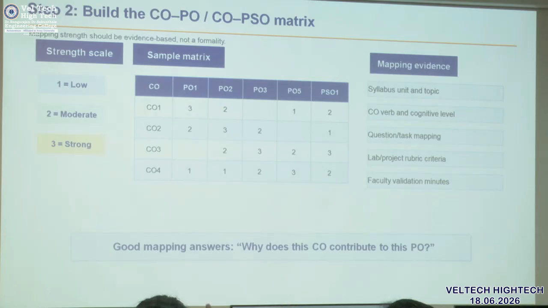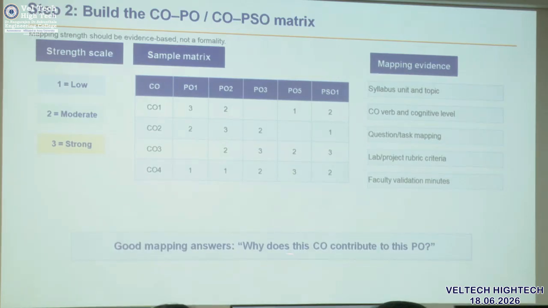Do we have any rule for mapping a CO with a PO, whether 3 or 2 or 1? No such rule. That's what I say. It all depends on the specific topic, the specific subject that you are looking at. You ask this question: why does this CO contribute to this PO? If you find a contribution, then accordingly, based on what type of contribution you have, map it.